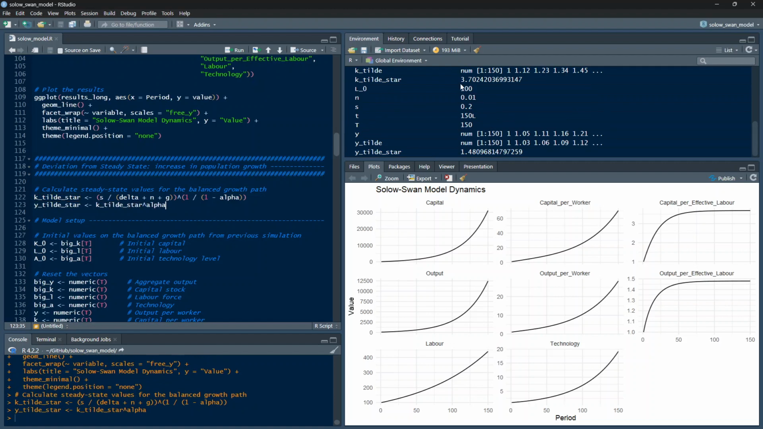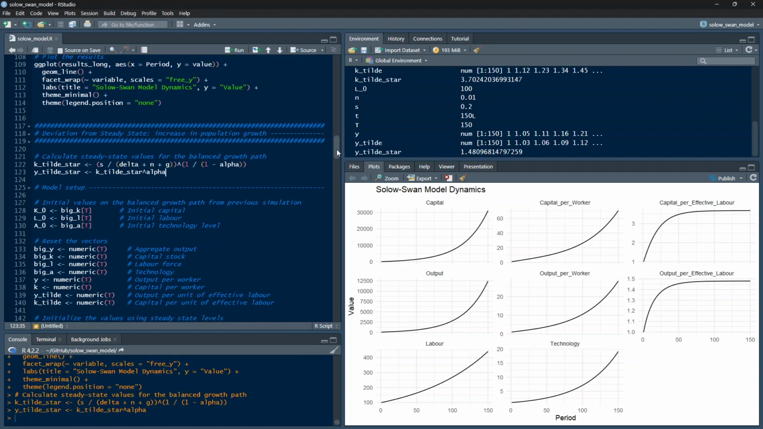If we have a look at this K tilde star, it's 3.7024. So the theoretical steady state level is 3.70. Then we can look here on our graph and see that, yes, the economy's capital level per effective labor looks like it is tending towards that 3.7 mark. Y tilde star similarly is 1.48, and that's exactly what we see the output per effective labor tending towards here.